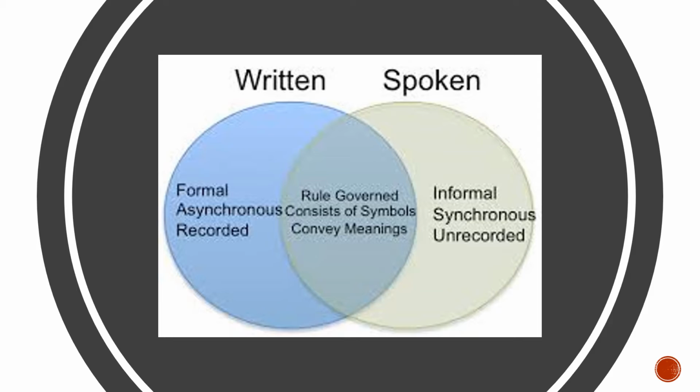Written text and spoken text are both rule-governed, consist of symbols, and they both convey meanings. Their differences are: written text is formal while spoken text is informal. Written text is asynchronous while spoken text is synchronous. Written text can be recorded while spoken text is unrecorded.